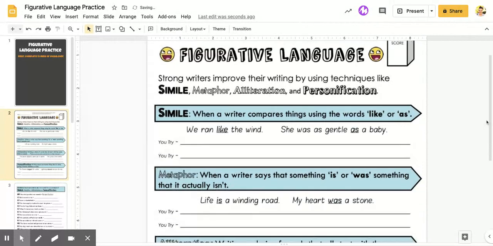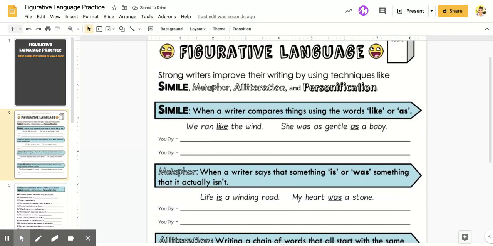So the first thing we have is a simile. And we know that a simile is when a writer compares things using the words like or as. So we ran like the wind, or she was as gentle as a baby. We're still comparing things. If I said, I like McDonald's chicken nuggets, that is not a simile because I'm not comparing myself to a chicken nugget. I'm just saying I enjoy a good McDonald's chicken nugget, which I do, by the way. So make sure it's comparing something, and you're going to write 2 similes, one using like and one using as.